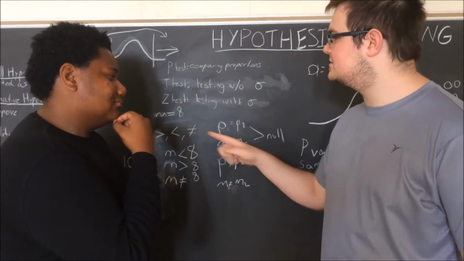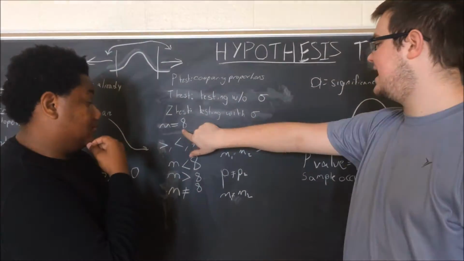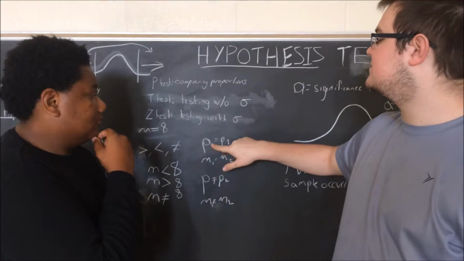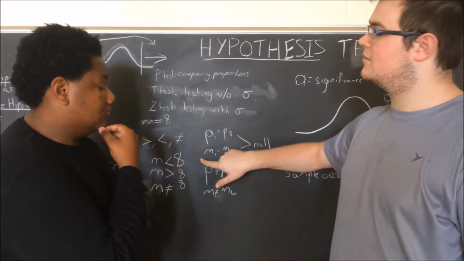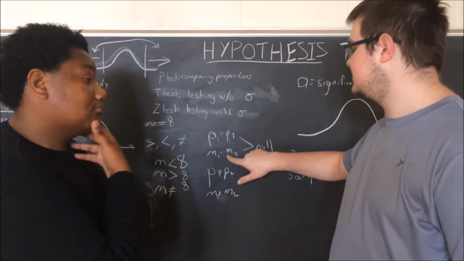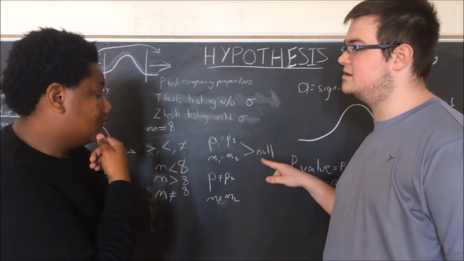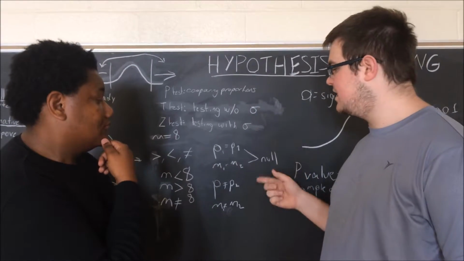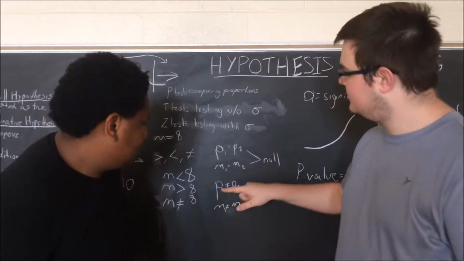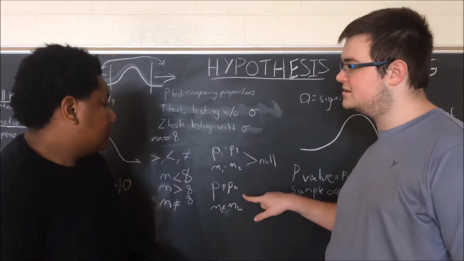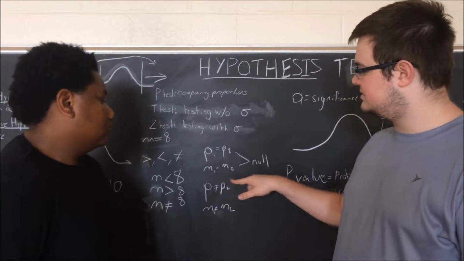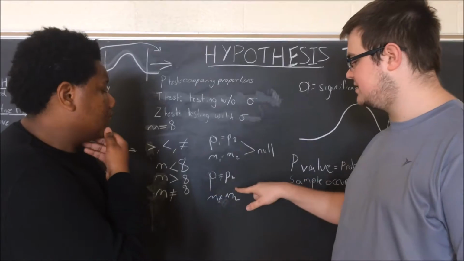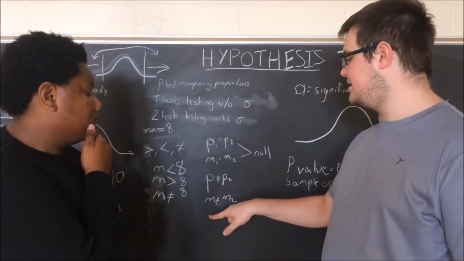Instead of the null just being mu is equal to 8, what we're going to find is that it's going to be the proportion of 1 sample is equal to the proportion of 2 sample, or the mean of 1 sample is equal to the mean of another sample. These will become the new null hypotheses. Another difference is that it will apply the same way for the alternative hypotheses.